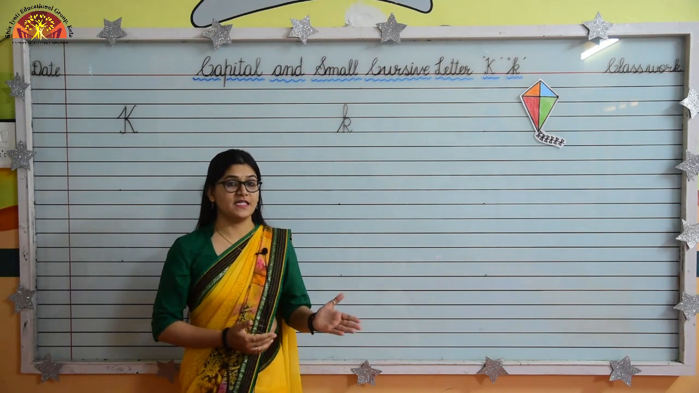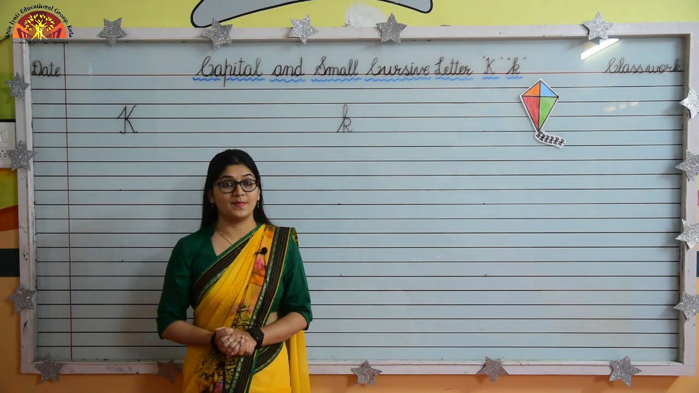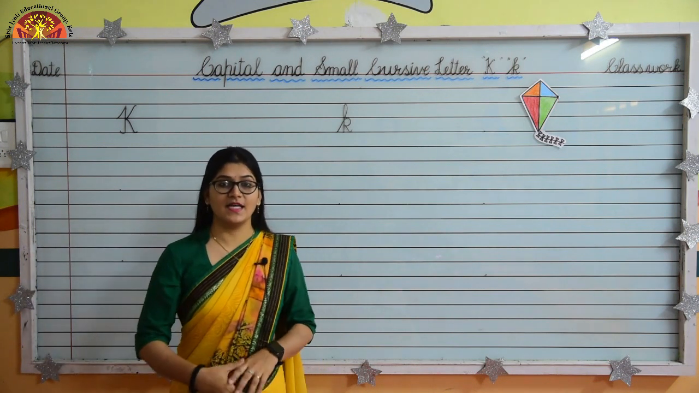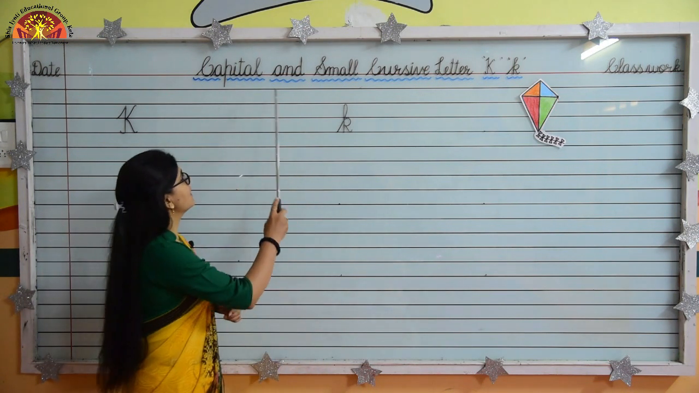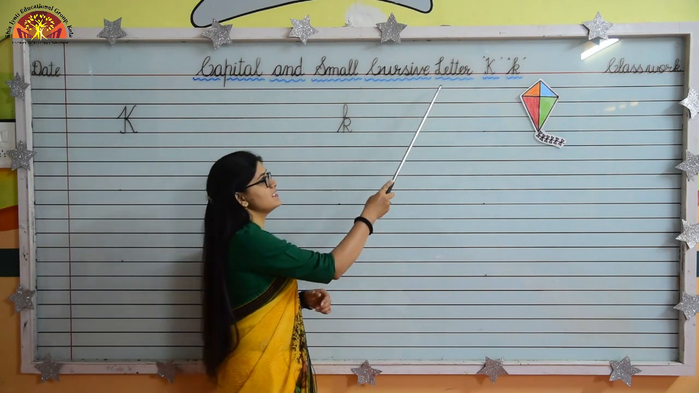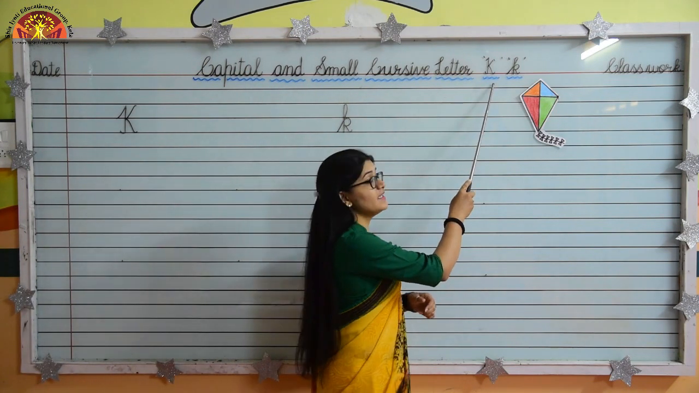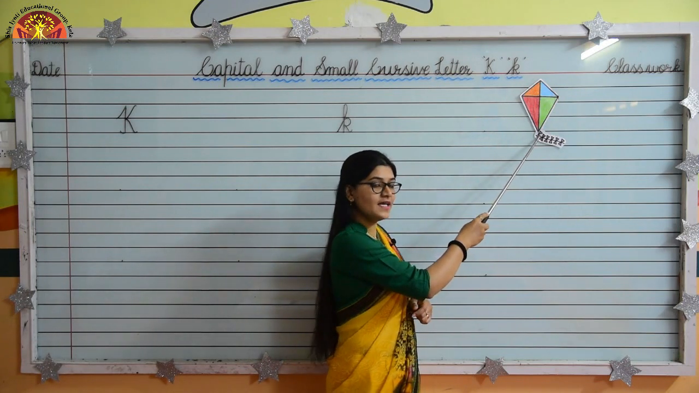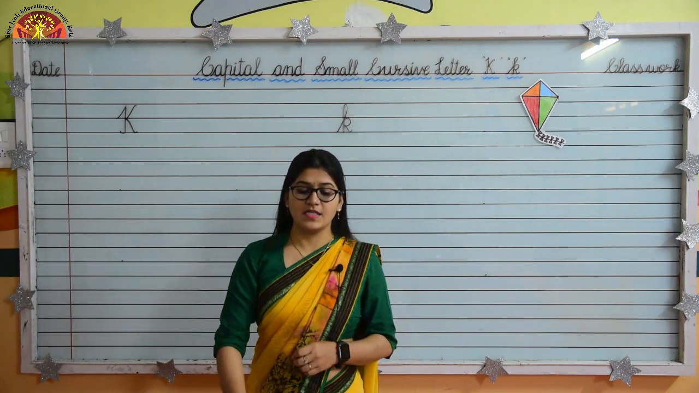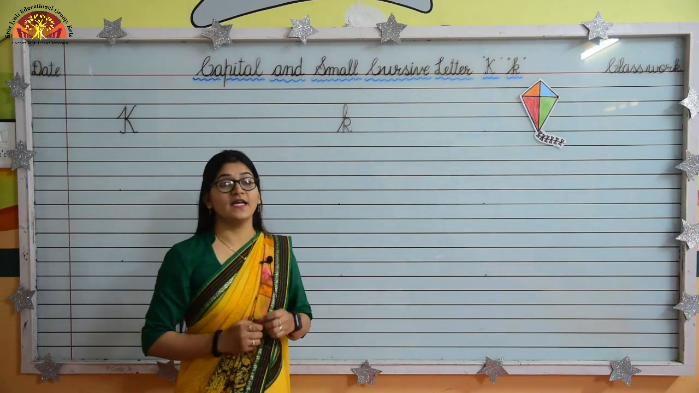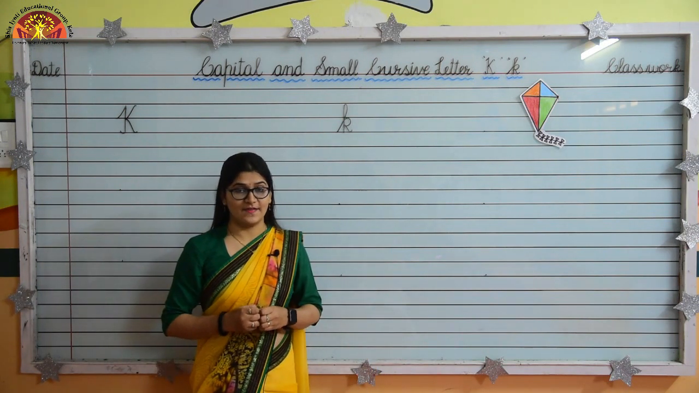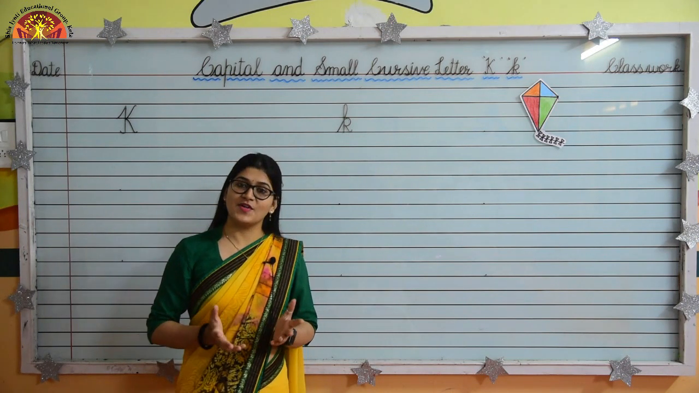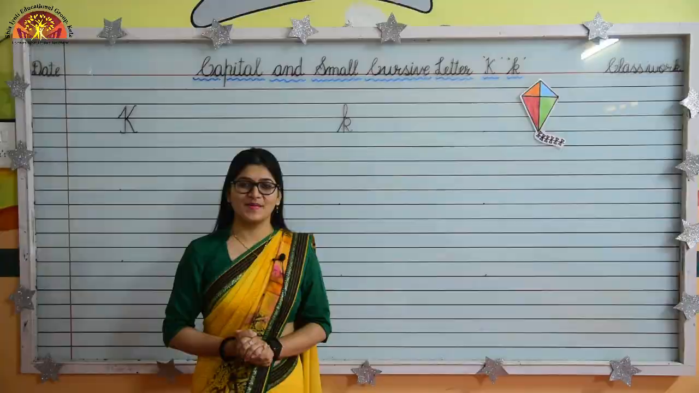Kids, in the previous class we learnt about capital and small cursive letter J, and now today we will learn about capital and small cursive letter K. K for kite. K for kite. But kids, first we will learn how to make capital and small cursive letter K with the help of lines and strokes. So let's start.